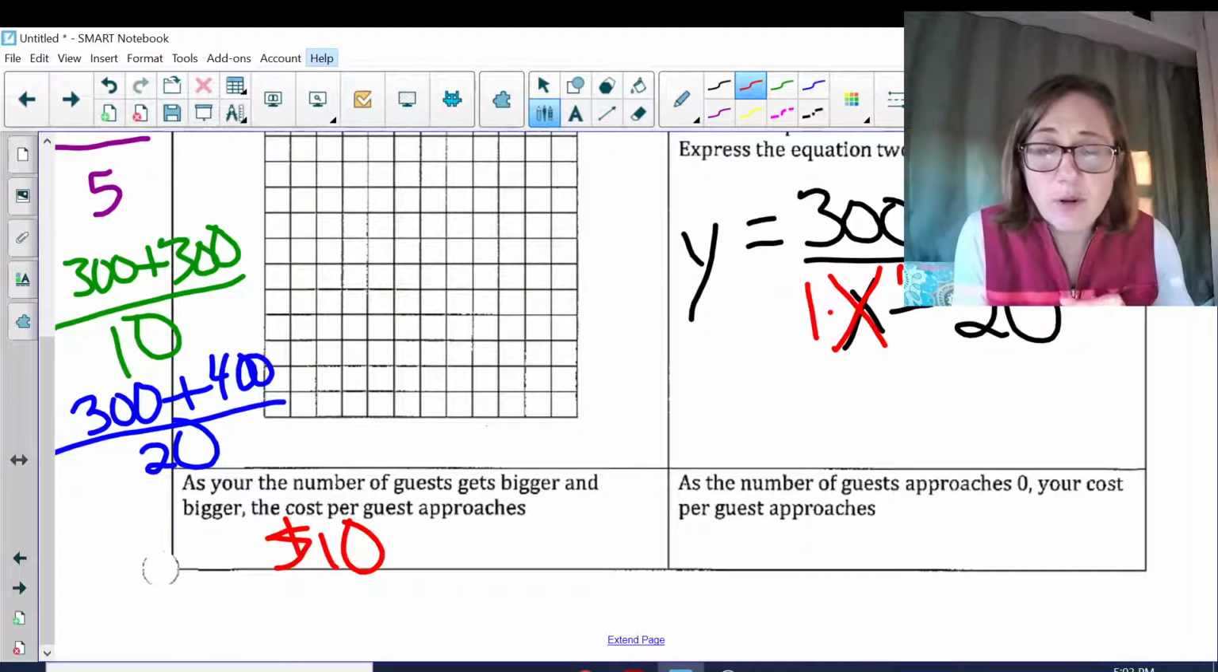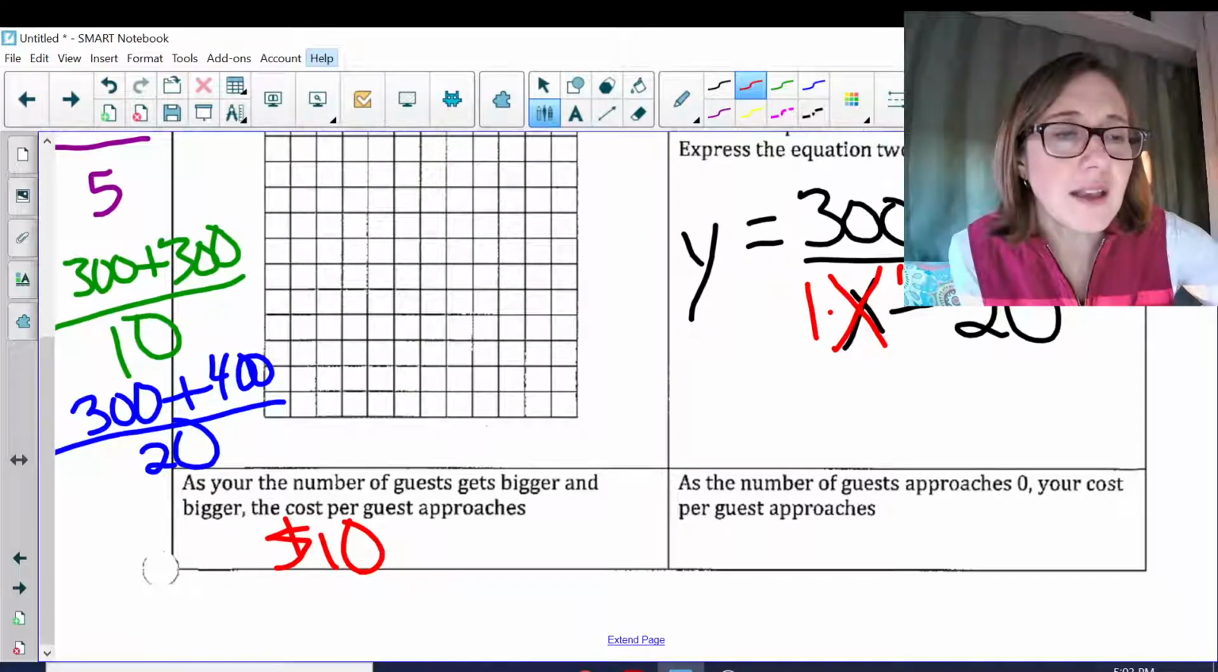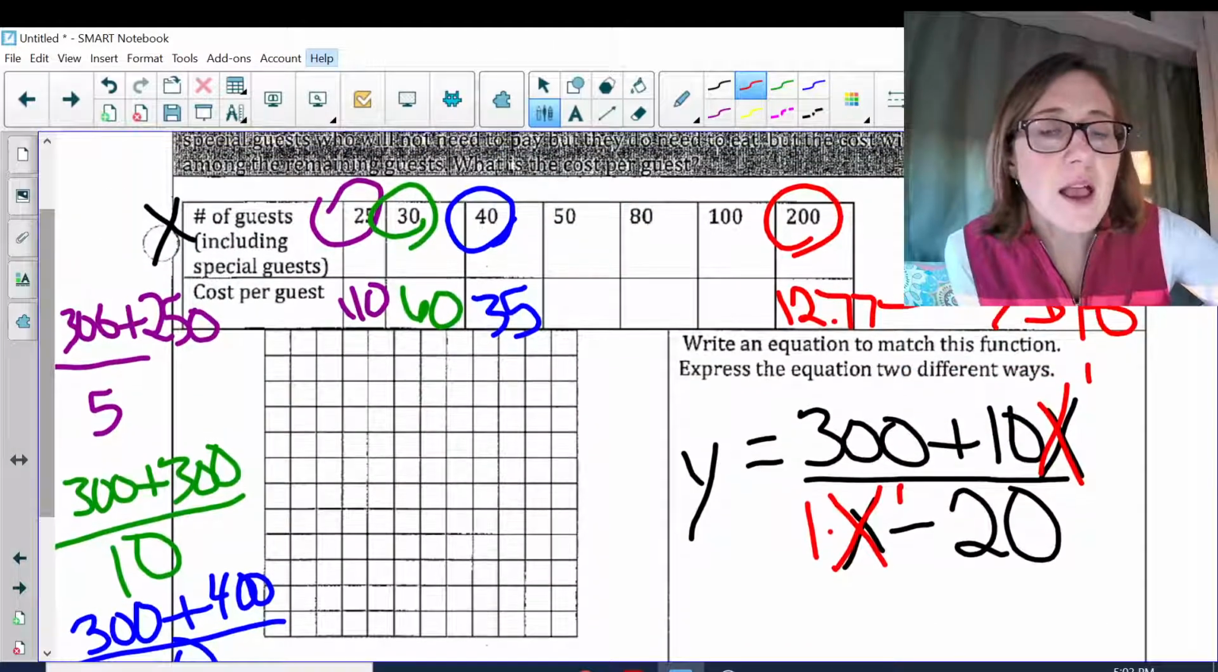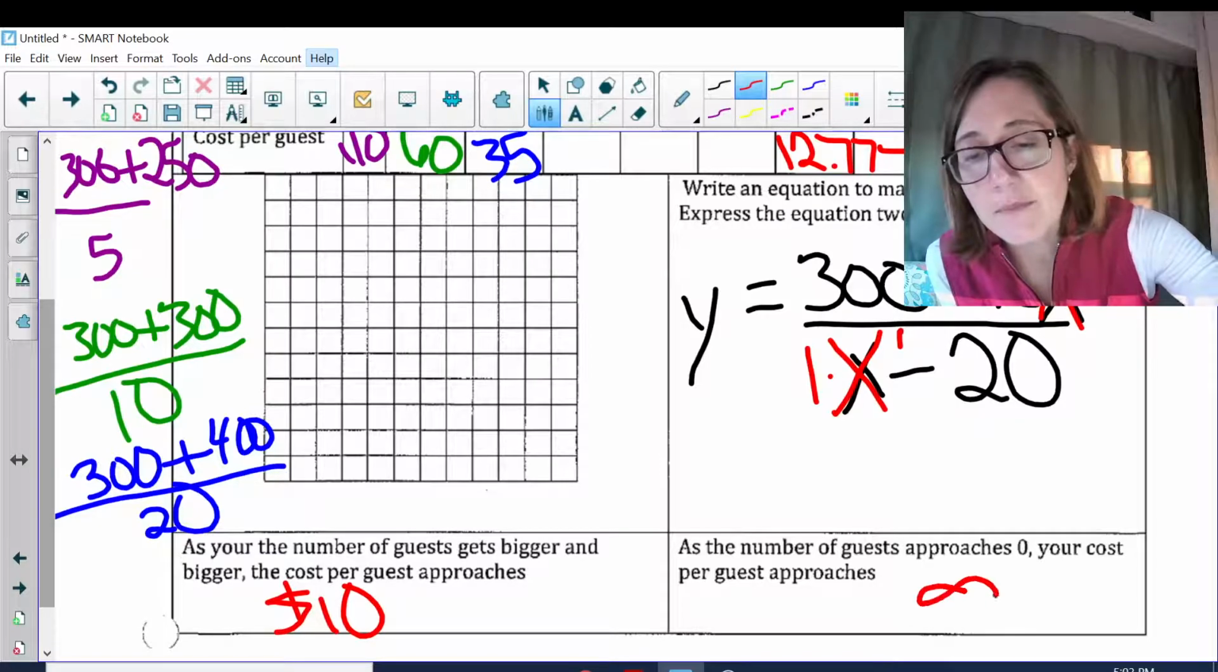As the number of guests approaches 0, your cost per guest approaches... Okay, so this is a question that I feel is a little weird. I know what they're going for. They want you to say infinity here. Okay?